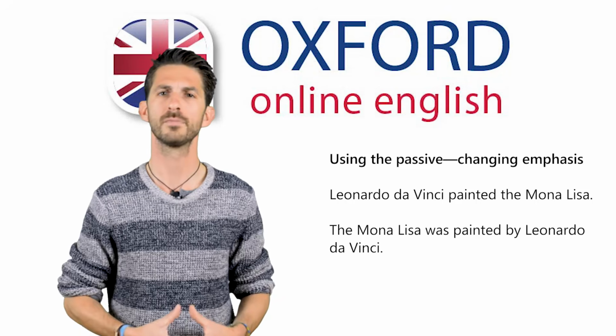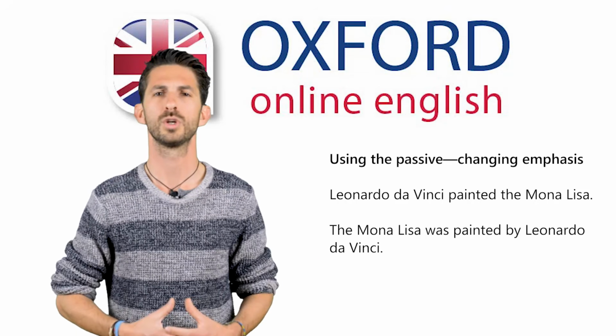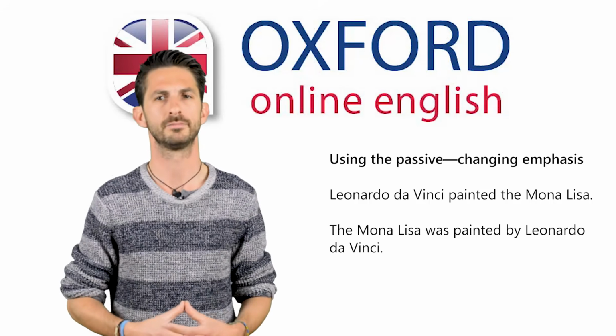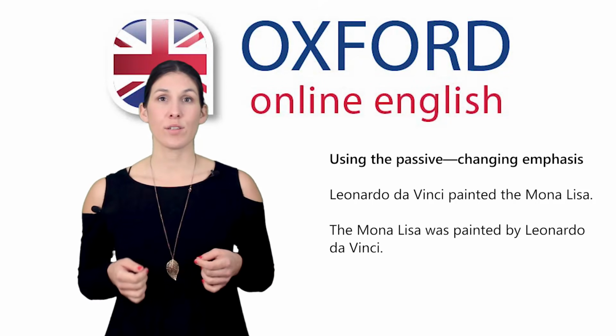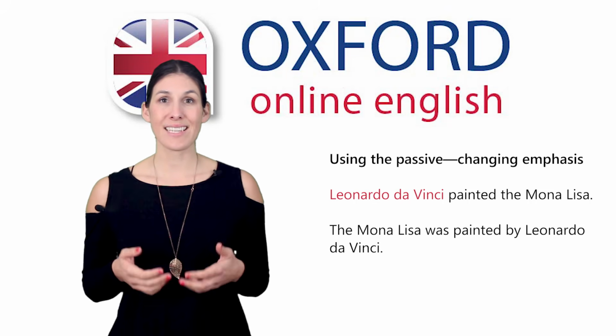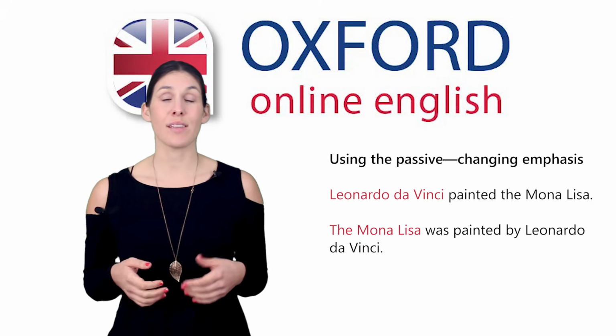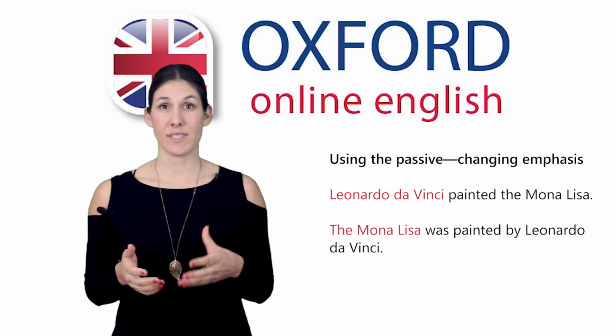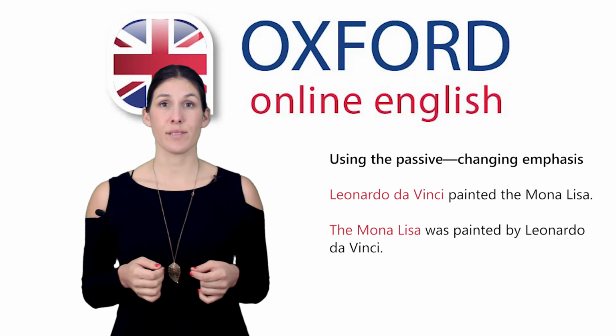If you're not sure, think about this. Which is the most important idea in each sentence? In the first sentence, you're more interested in Leonardo da Vinci. In the second sentence, you're more interested in the Mona Lisa. In English, putting an idea at the beginning of a sentence shows that it's more important.